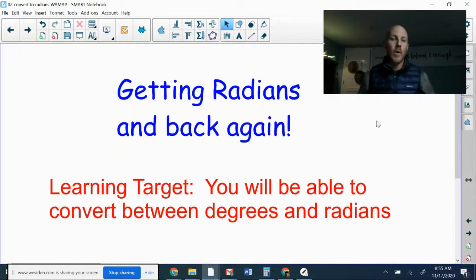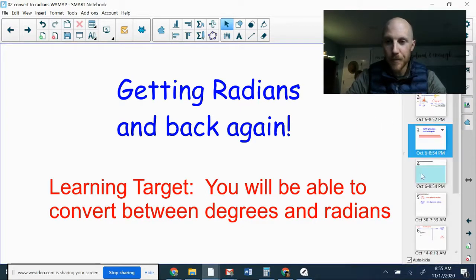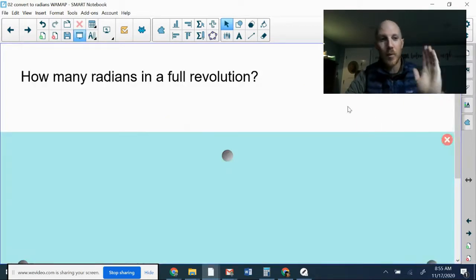Hey, today we are going to continue our study of radians. So getting radians and back again. We're going to convert from degrees to radians, from radians to degrees. Mainly, we'll focus on converting from radians to degrees because that's the only thing we haven't actually seen yet. So just a quick reminder here, how many radians in one full revolution?